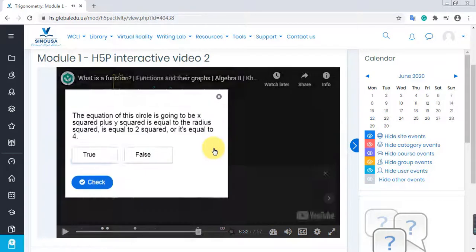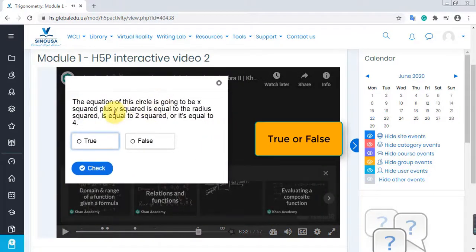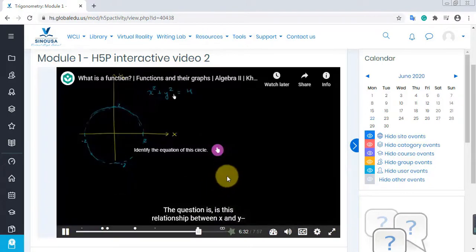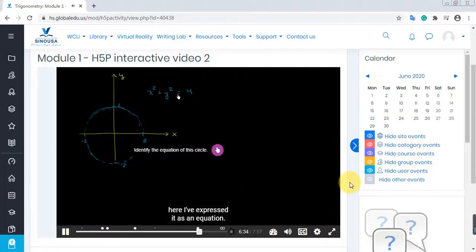So the question is this: this relationship between x and y, here I've expressed it as an equation, here I've visually drawn all of the x's and y's that satisfy this equation, is this relationship between x and y a function? And we can see visually that it's not going to be a function. You pick a given x, let's say x is equal to 1, there's two possible y's that are associated with it. This y up here and this y down here.